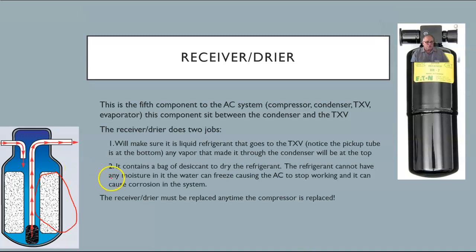So we need to make sure we get all the moisture. So the number one job of the receiver dryer is to make sure only a liquid is getting to the TXV. The secondary job, remove moisture.